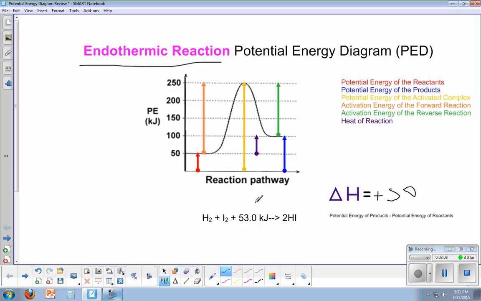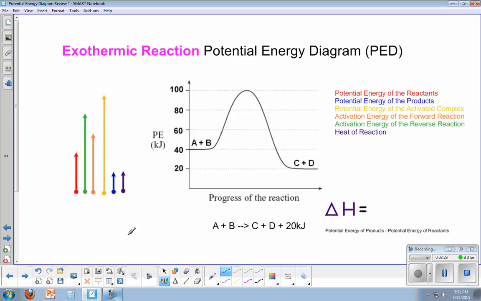Also, if they didn't give you the diagram, they may have just given you this equation. We look for heat, and heat is going to be my kilojoules. It might say energy. It might say heat. They may not give you a value. But if it's a reactant, it's going to represent an endothermic reaction. Okay? So let's do the same thing, but we're going to do an exothermic graph.